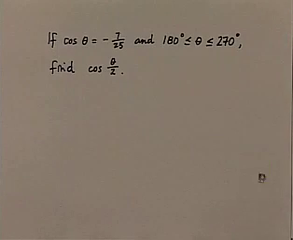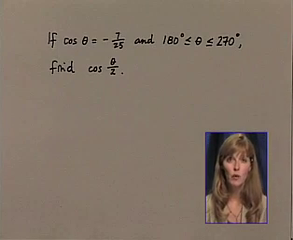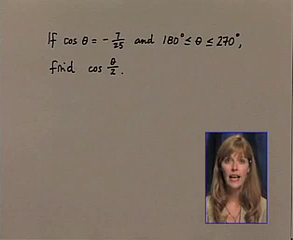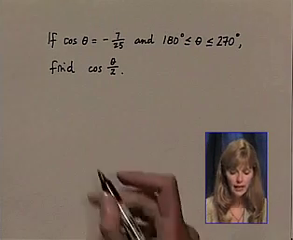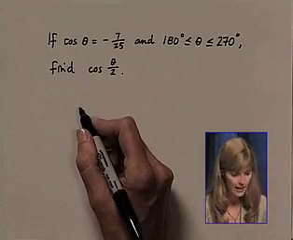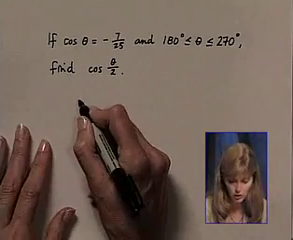Next, we're going to do an example where we're going to use one of those half-angle formulas. If the cosine of theta is equal to negative 7/25, and we know that theta is between 180 degrees and 270 degrees inclusive, let's find the cosine of theta over 2. Here I'm going to start off by writing down the formula that we were looking at previously.